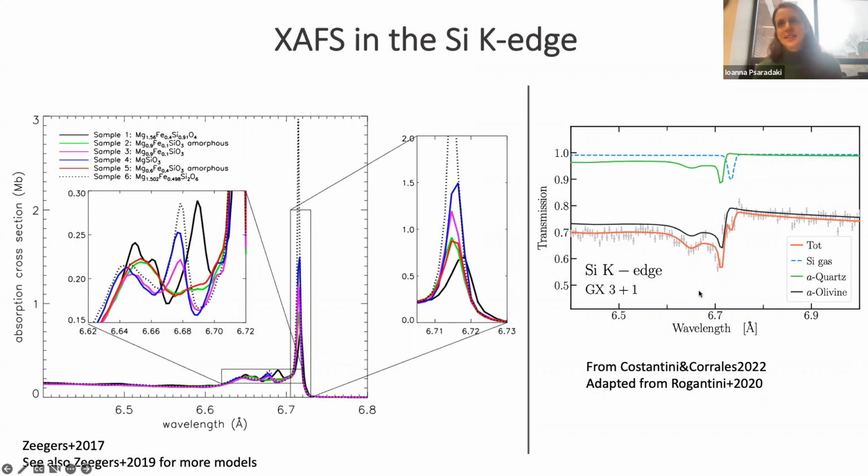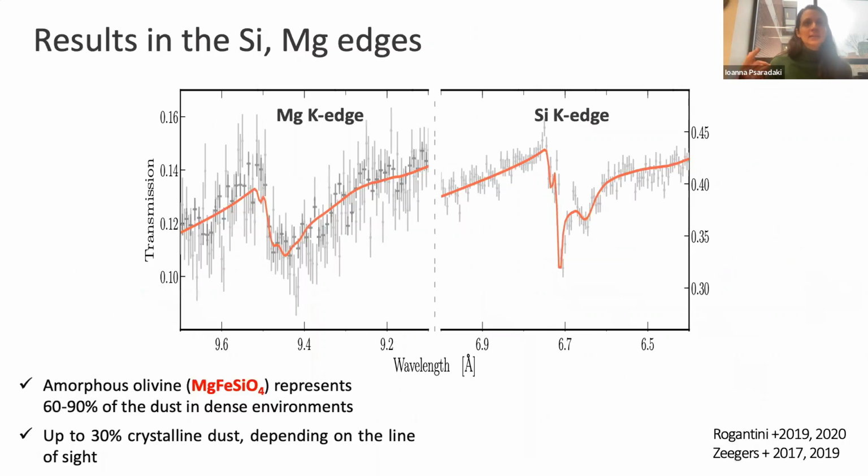This is a Chandra HETG spectrum, and we see that the total best fit model is a representation of some silicate, olivine gas, and also some quartz, which is a silicon oxide. So from this study in silicon and magnesium edges, there were some results so far.